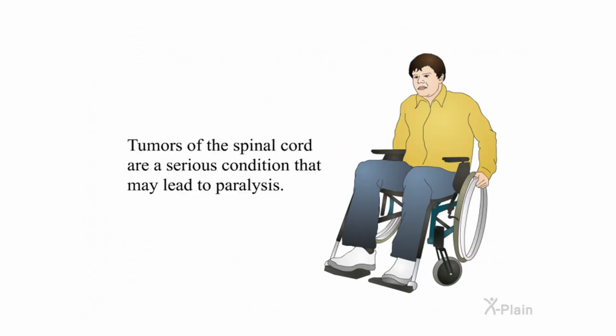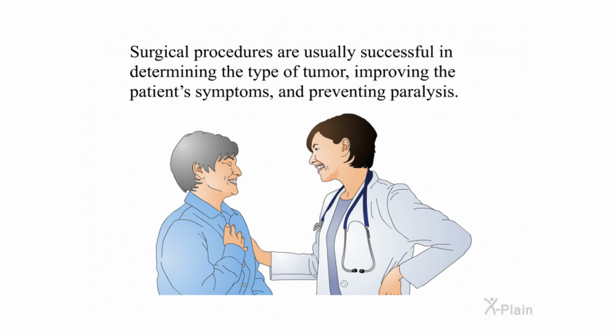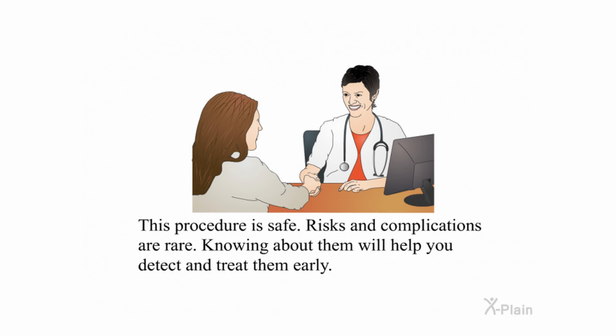Summary. Tumors of the spinal cord are a serious condition that may lead to paralysis. Surgical procedures are usually successful in determining the type of tumor, improving the patient's symptoms, and preventing paralysis. This procedure is safe. Risks and complications are rare. Knowing about them will help you detect and treat them early.